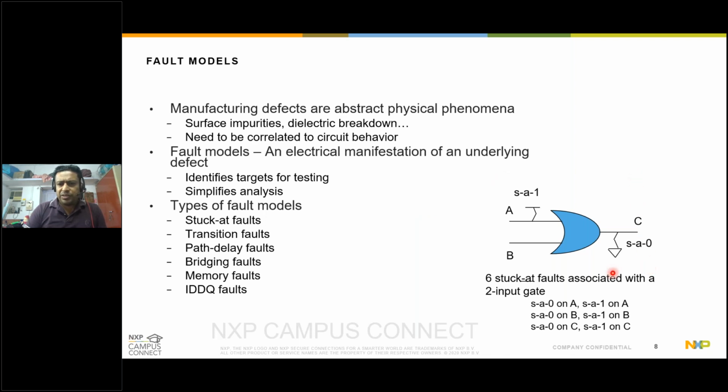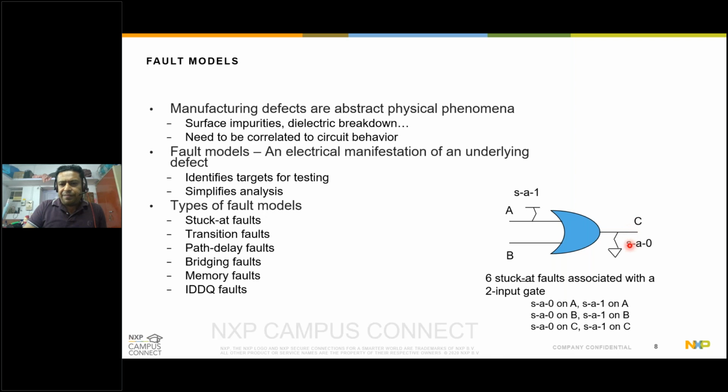So here is a 2-input OR gate, having 3 terminals. Now it can happen that due to a short between the A input of this OR gate and the supply rail, right? In that case, with this kind of defect, it will not be possible to drive this node A of the OR gate to a value of 0.